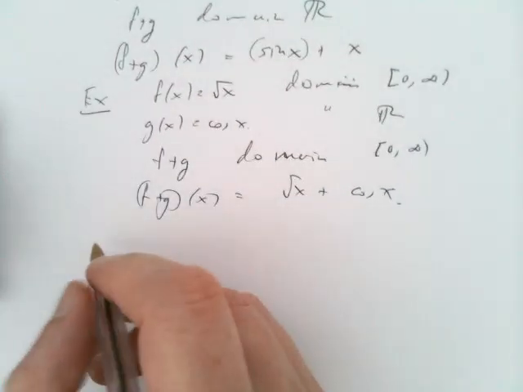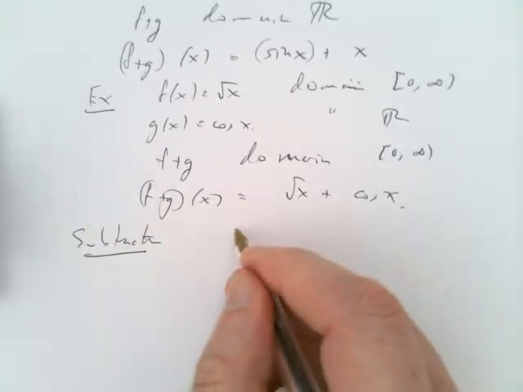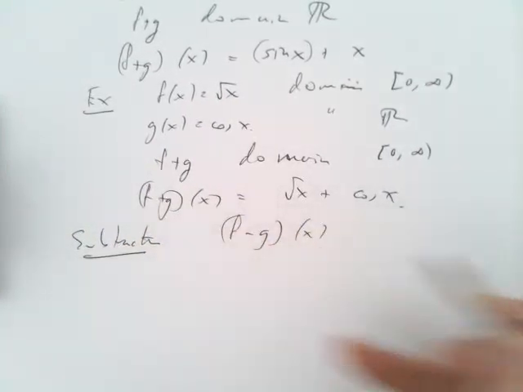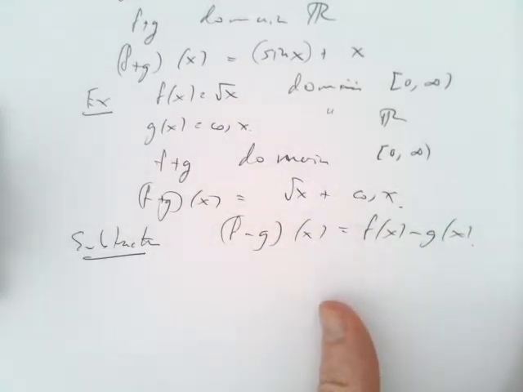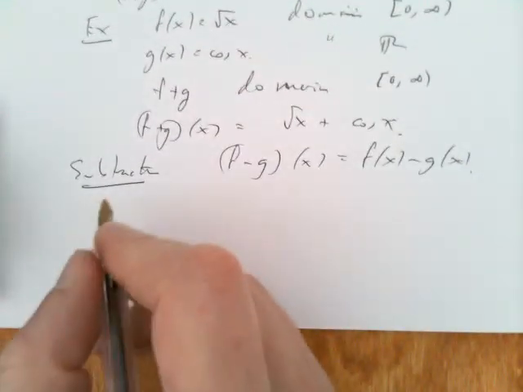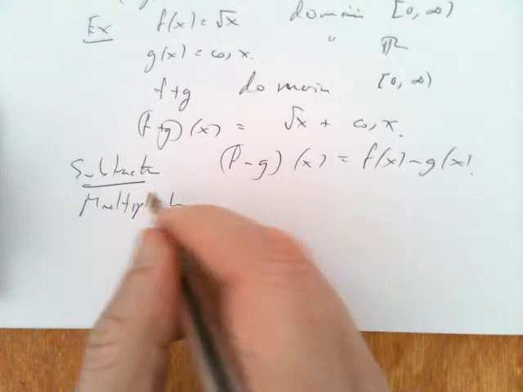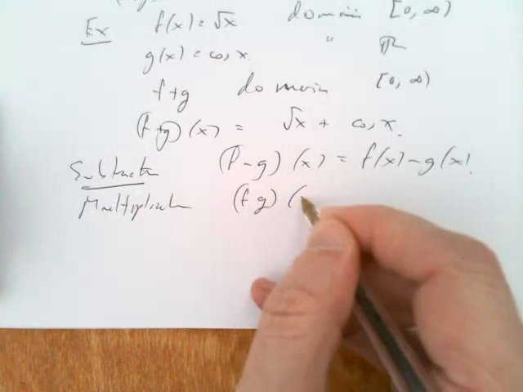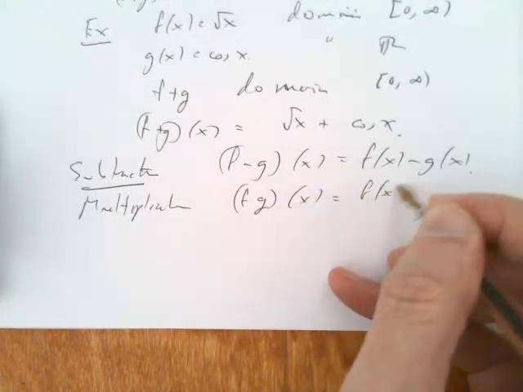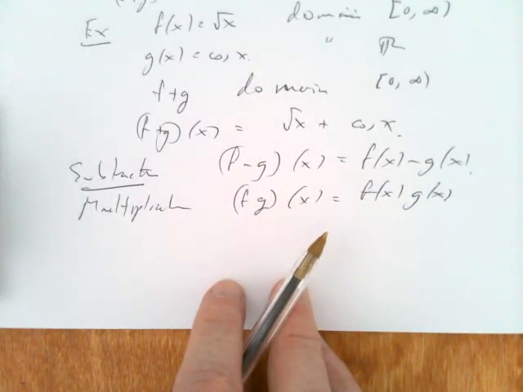Similarly, we can define a subtraction of functions in the obvious way. f minus g is the function which at each point x gives f of x minus g of x, and the same discussion goes through with minus signs instead of plus signs. We could also talk about multiplication. If we have an f of x and a g of x, then f times g is the function that at each point x gives us f of x times g of x. Again, it's defined whenever they're both defined.